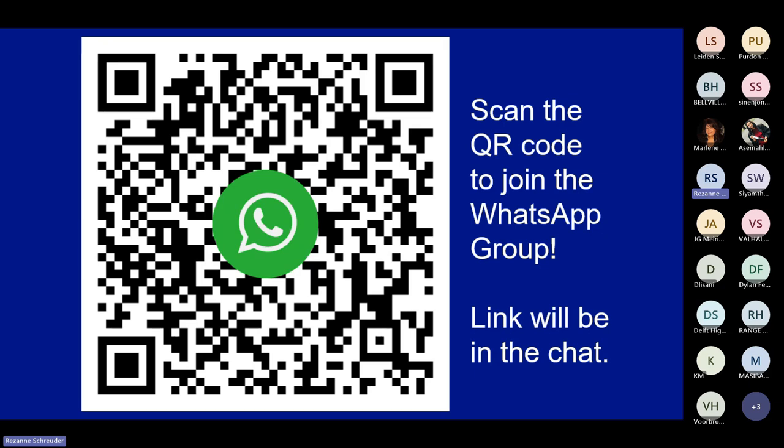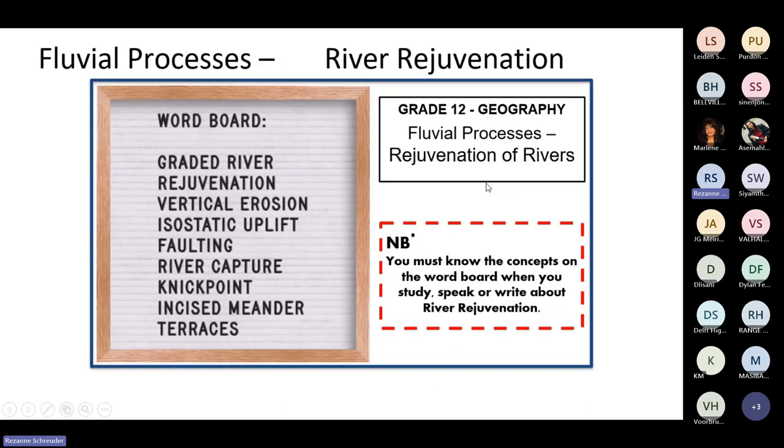Okay, grade 12s, in the last session yesterday, we ended with the word board for river rejuvenation. And I know I'll only keep you busy until 10 o'clock. So in your survival kit for paper one, a lot of the terms for this word board will be there. But what I would like you to do in the next, we have about 10 minutes left, is just to quickly go through questions 1 to 5.